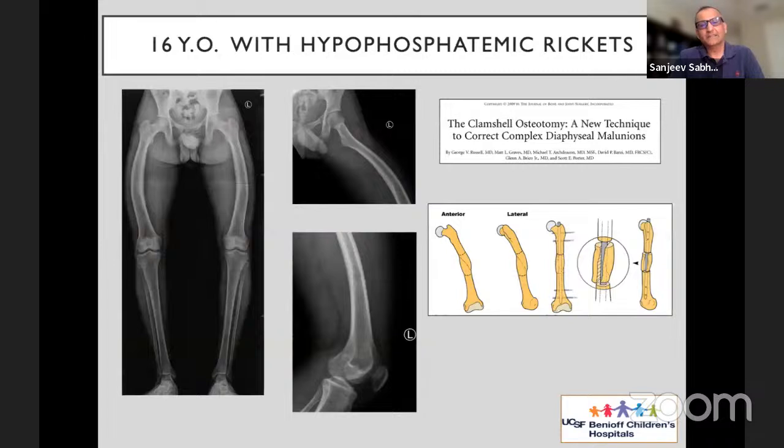So I think there are many ways. That's not the only way to treat a patient with hypophosphatemic rickets with multiplanar, multi-apical deformities. In this patient, which was earlier in my career, we did a clamshell osteotomy because his proximal and distal femur were fine, but he had this big multi-apical deformity in the middle.